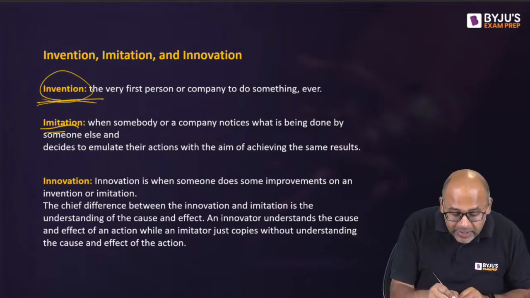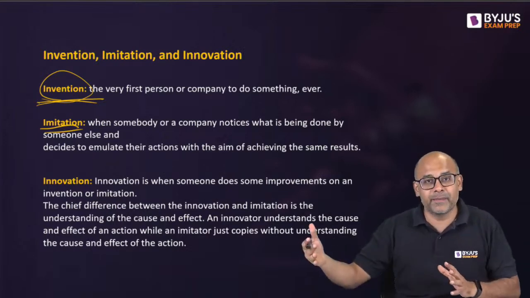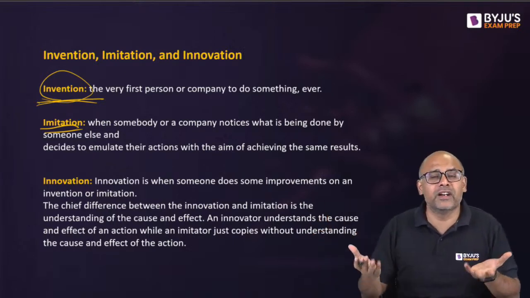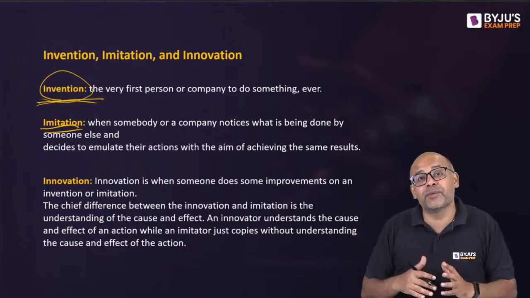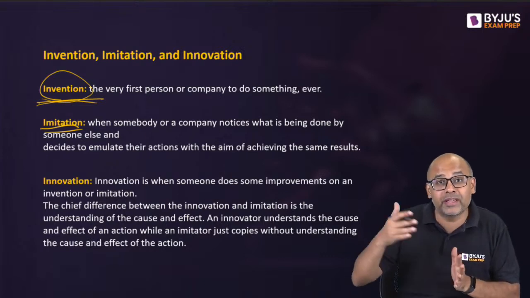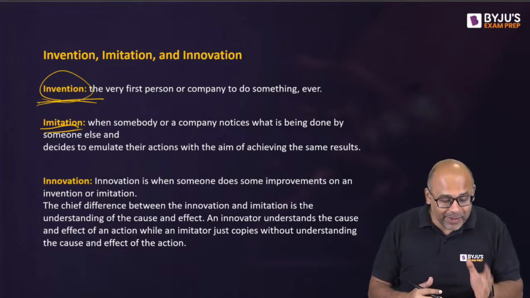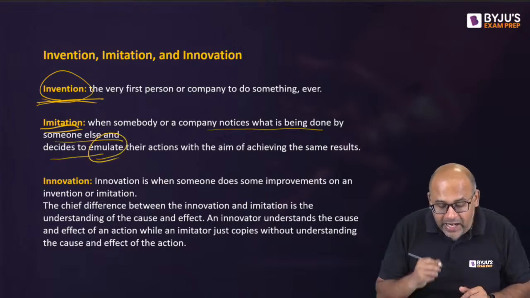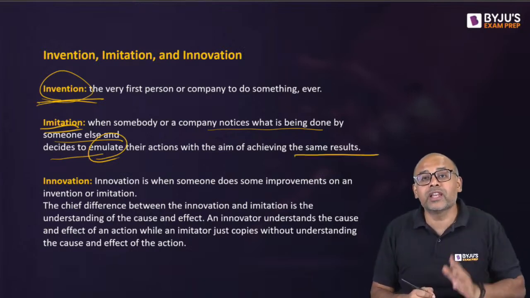Then we have something called imitation. Imitation is also something you all know. Imitation is you are mimicking somebody, right? You are trying to copy somebody. That is also very normal. People copy in exams, people copy somebody's behavior. Sometimes people try to emulate the good habits, but more often than not people end up picking up the bad habits. But yeah, copying is imitation. So when somebody or a company notices what is being done by someone else and decides to emulate their actions with the aim of achieving the same results, this is called imitation.